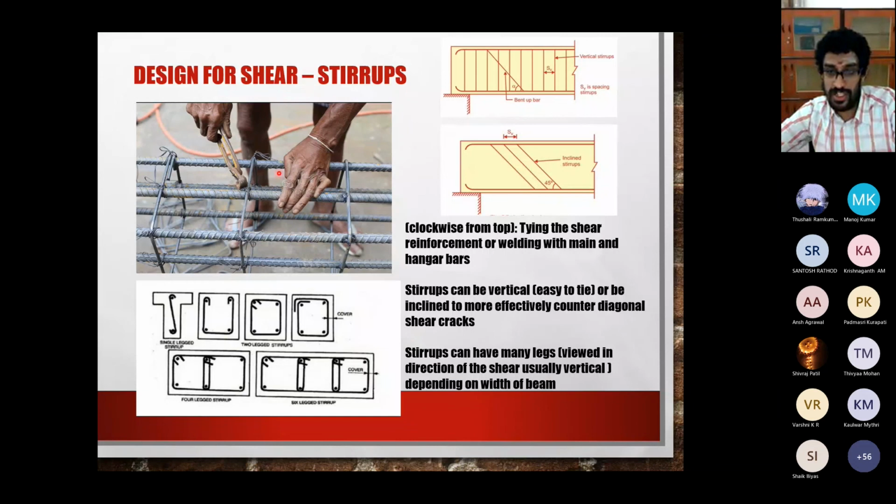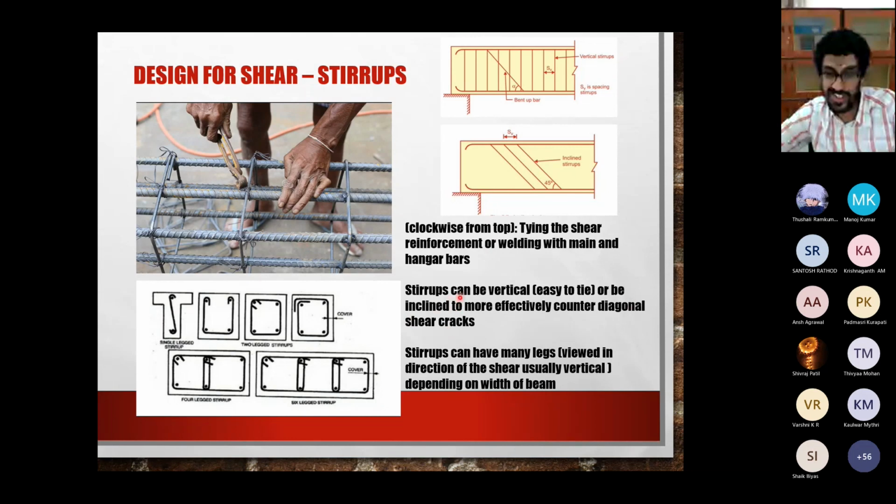So this is how you tie the reinforcement or weld it with the main hanger bars. Hanger bar means, in case you have a singly reinforced beam which also does not have any negative moment, so you're not giving anything on the top. There also, just because you need to give shear reinforcement, you have to give a very small bar at the top, 8 mm or 10 mm whatever, so that you can hang your stirrups.